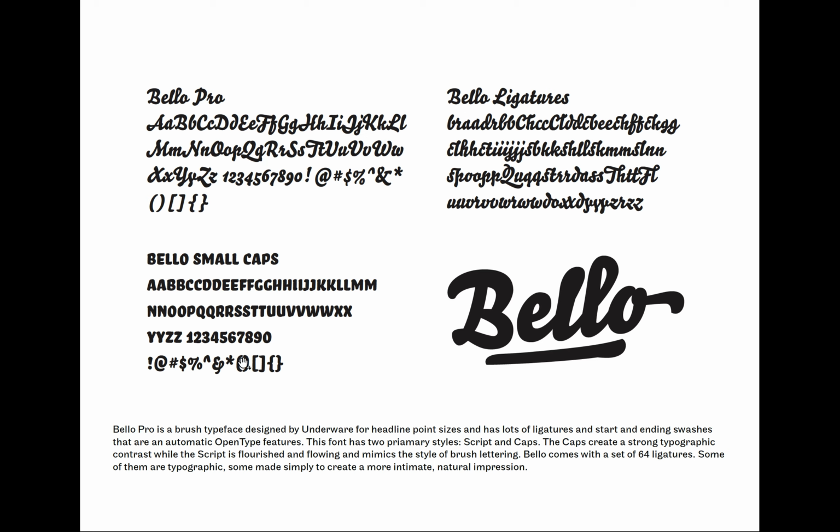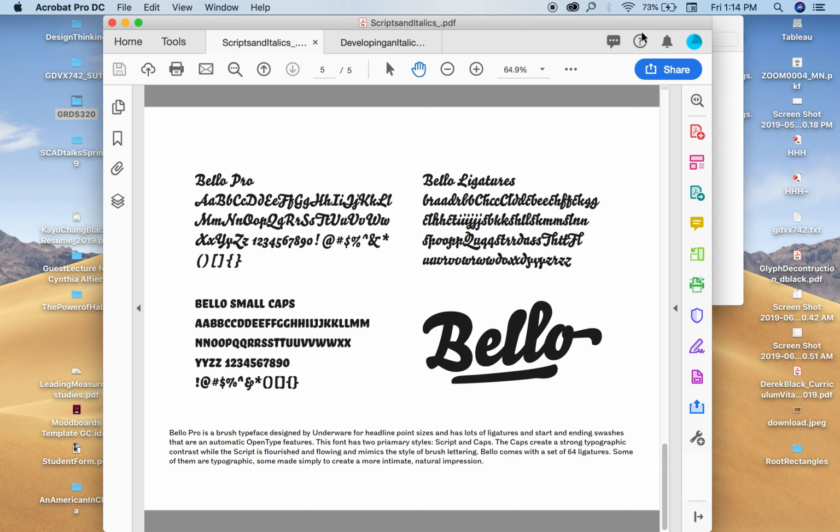They created Bello small caps because most scripts are not designed so that all the uppercase letters can sit next to each other. So these are just a few quick examples for you. I hope you enjoy, and I hope you're able to complete at least 3 characters by Tuesday's class in the script or italic model.